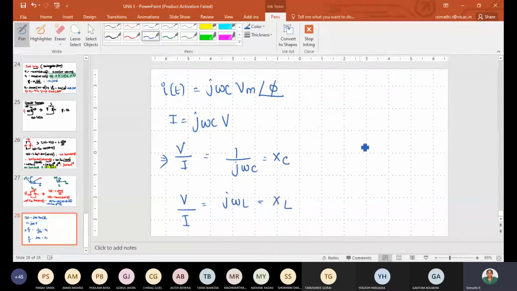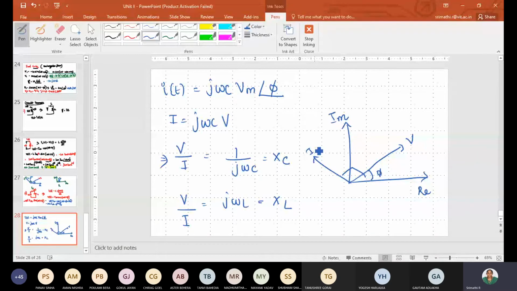When I am drawing the phasor diagram for your C, this is your real part, this is your imaginary part. Now which is leading, which is lagging here? Your current will lead. Current is at angle plus phi. So this is your V at an angle phi, and at 90 degrees ahead, I have my I. Is it okay?